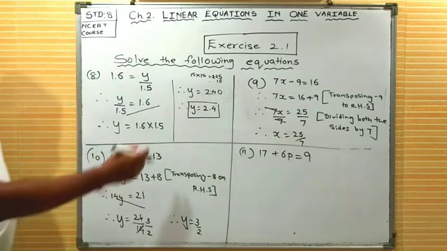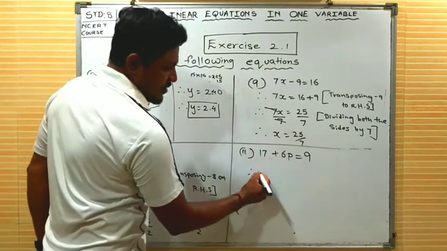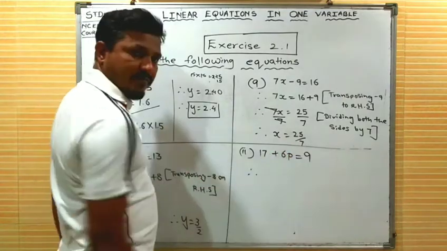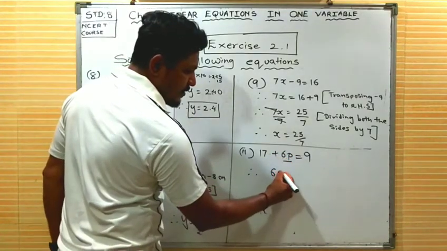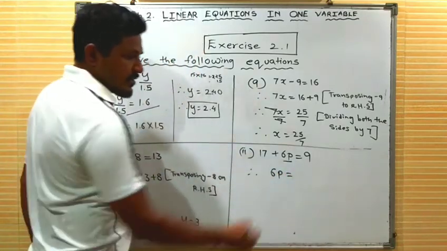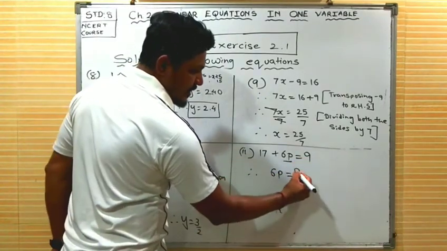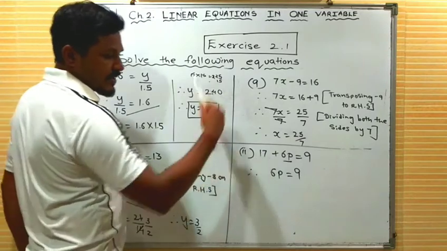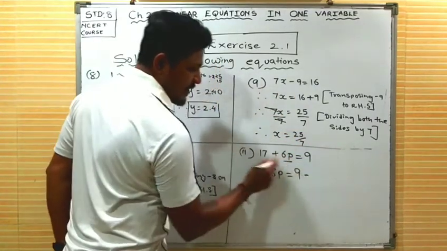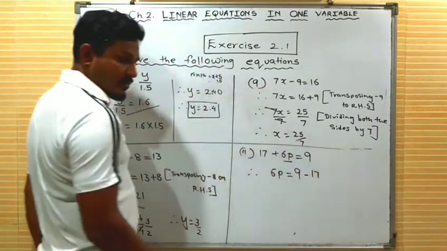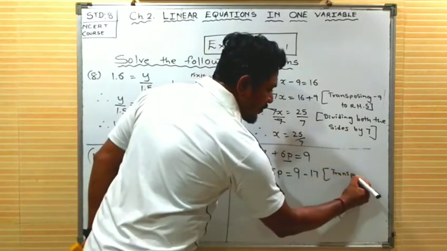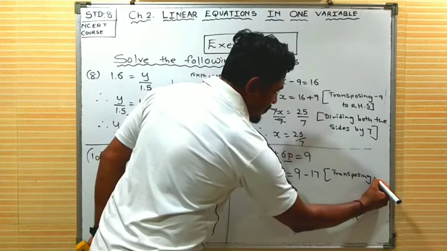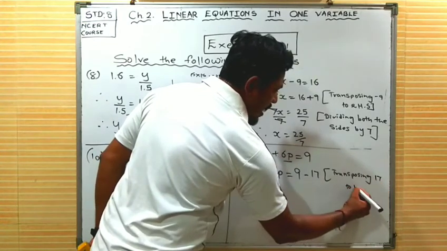Now let us see another example. Here 17 plus 6p equals 9. So I will keep this variable as it is, the value on the right hand side as it is, and I will try to transpose the 17 to that side. So positive 17 will become negative. So you have to write transposing 17 to RHS.